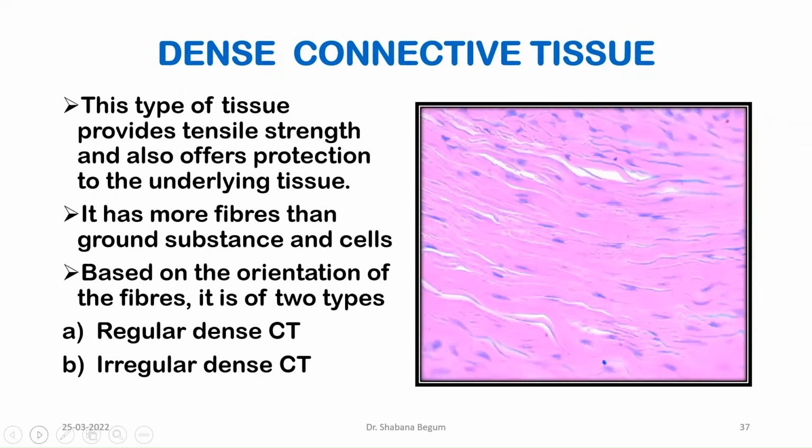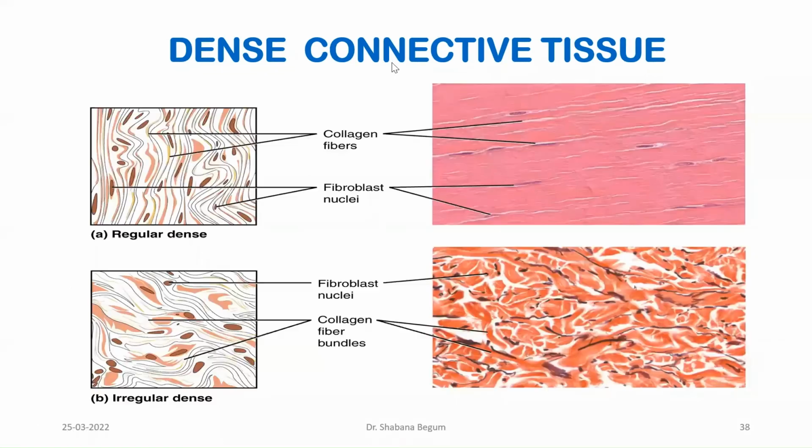Next is the dense connective tissue, which is of two types: the regular and the irregular dense type. Here the fiber content is more than the ground substance and the cells. In regular dense connective tissue, the collagen fibers are arranged in a regular pattern, parallelly placed. In irregular dense connective tissue, there is a haphazard arrangement of the collagen fibers.